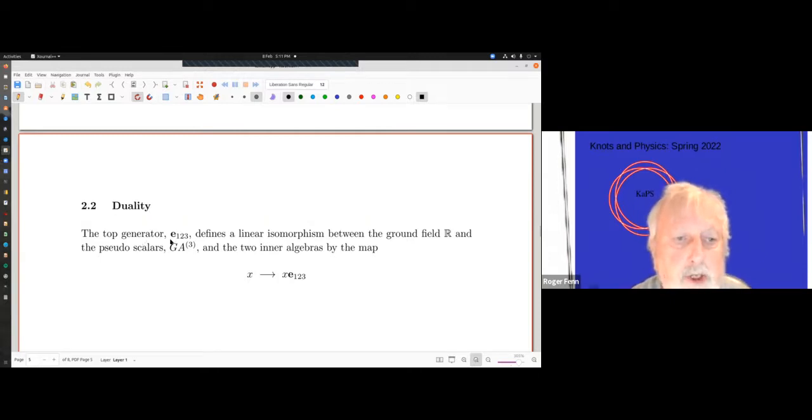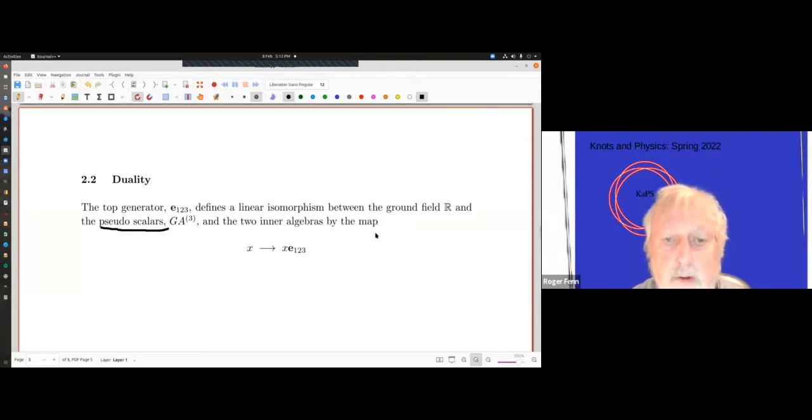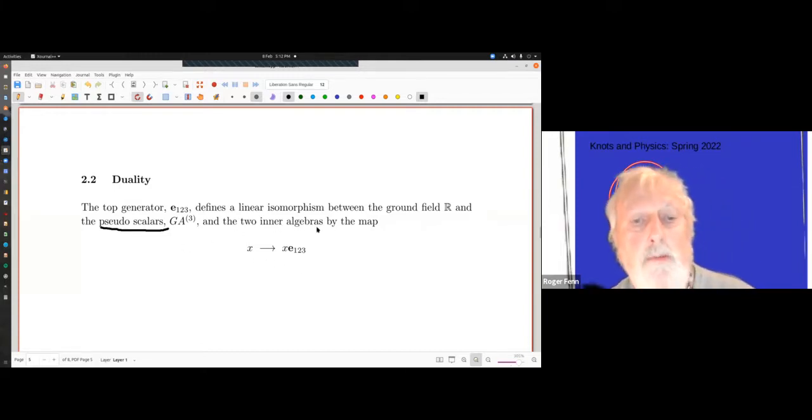If we take the top generator, E1,2,3, and multiply it times an arbitrary element, X, we first of all get a linear isomorphism between the ground field R and these GA3, which are called pseudoscalars. So that's pseudoscalar, and the two inner algebras, that is between the Hermitian matrices.